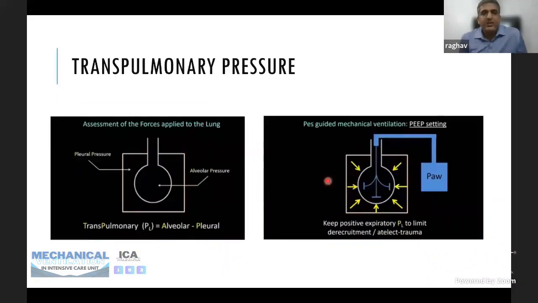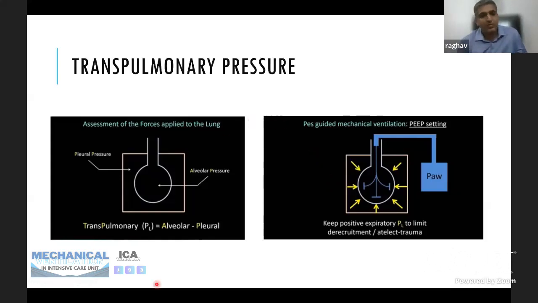So coming to the next method, which is transpulmonary pressure. What is transpulmonary pressure? Transpulmonary pressure is the actual distending pressure of the lung. It doesn't take into account the pressure which is required to inflate the chest wall. It is the pressure required to inflate the lung minus the pressure required to inflate the chest wall. This method is particularly useful in patients who are morbidly obese, in whom the pressure we apply will be required to inflate the lung, but also to inflate the heavy chest wall.